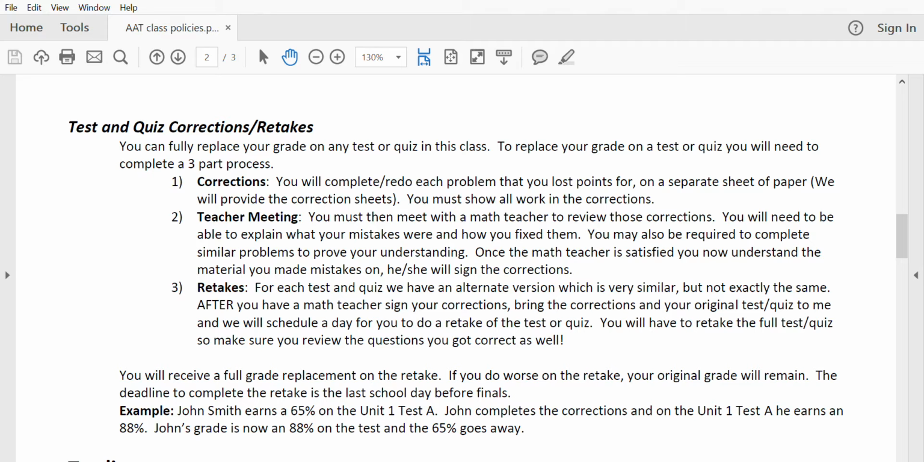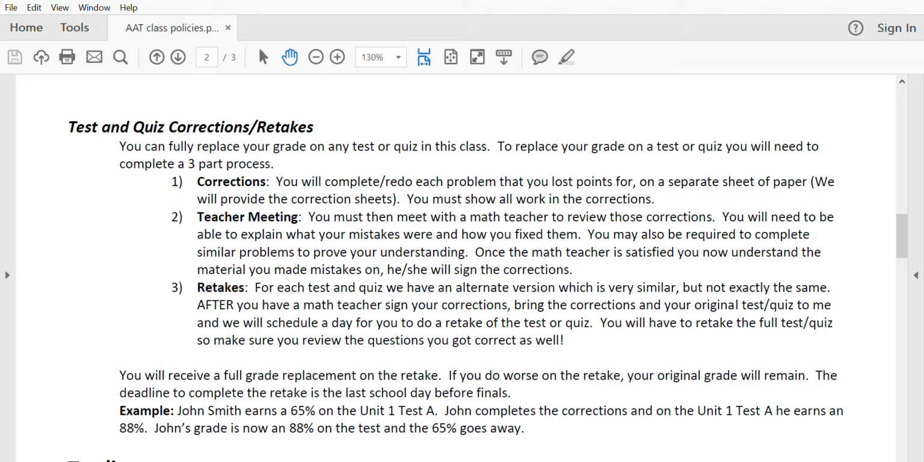First thing you have to do is corrections on every problem that you got wrong, that you lost any points for. I will provide pieces of paper to do this, so I'll have tons of them. You can grab a bunch, just have them in your folder so you can use them whenever you want. Once you feel you have the corrections done, then you need to meet with a math teacher.